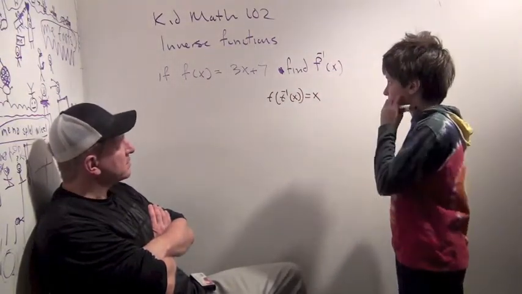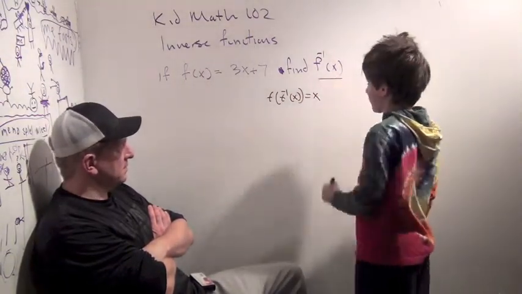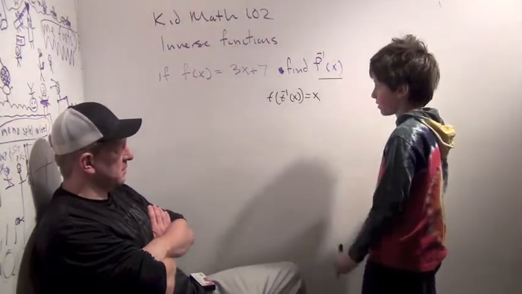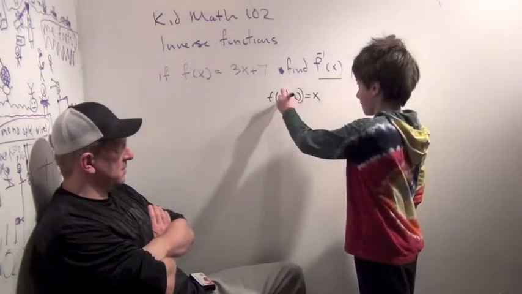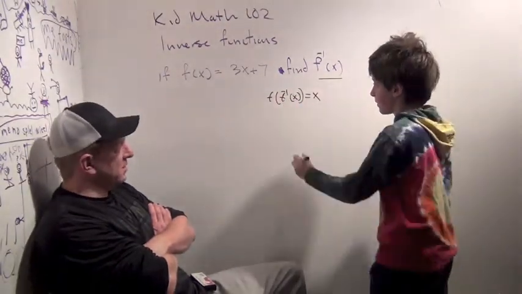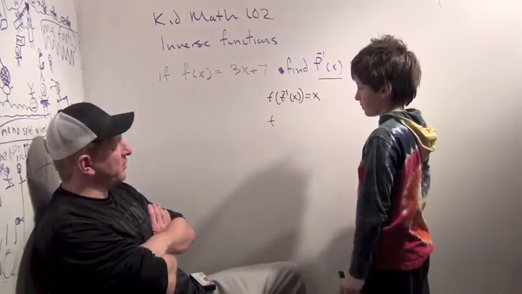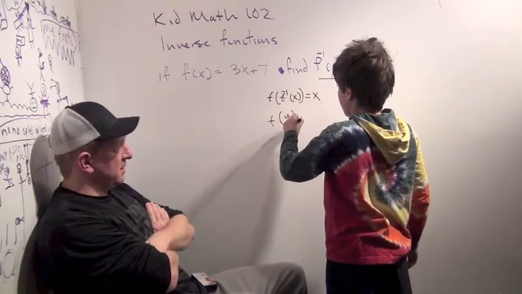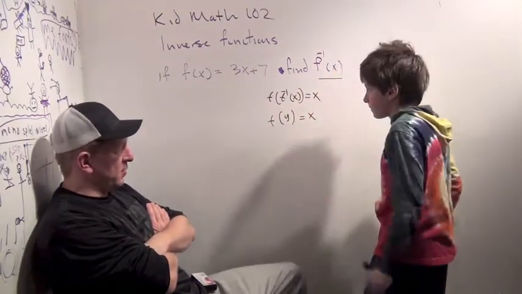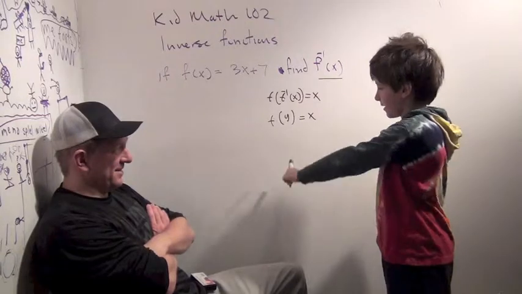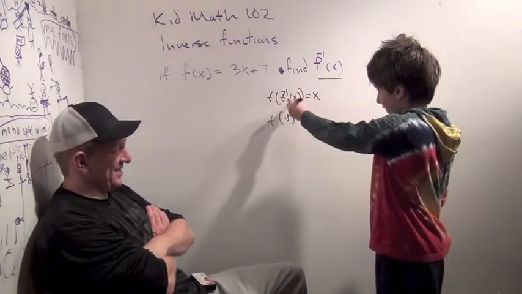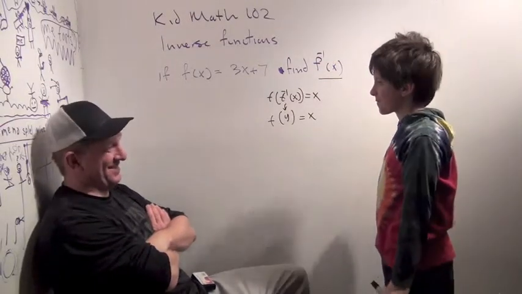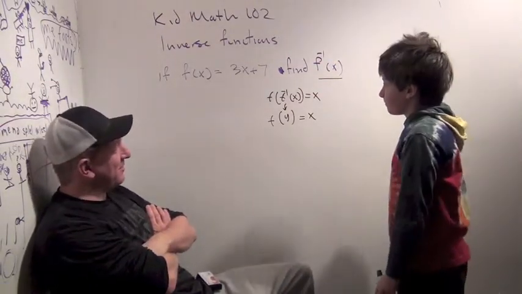And then we can substitute this, f minus 1 of x, for y, just to make it a little simpler. So instead of having to write f inverse all the time, we're just going to write y. So we're going to write f of y equals x. Why? Because we changed f minus 1 of x to y. Okay, good. So f of y equals x.